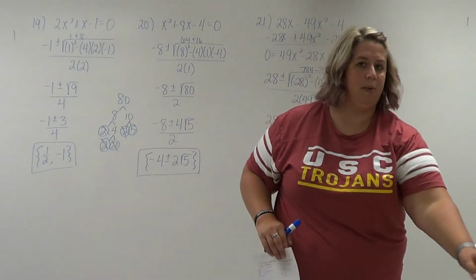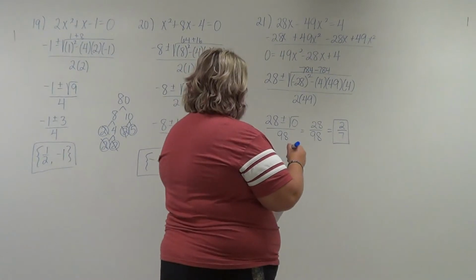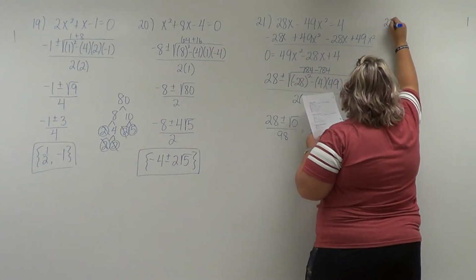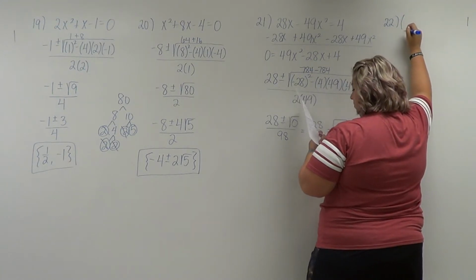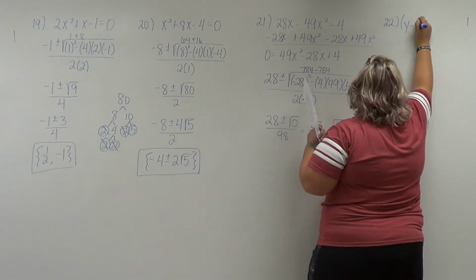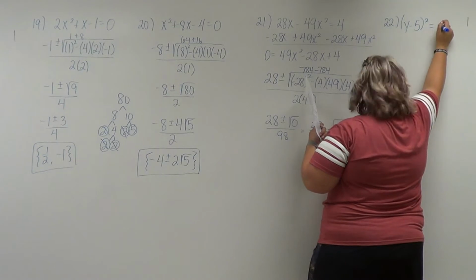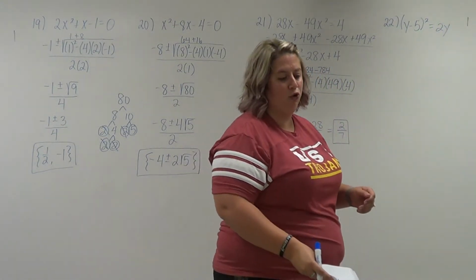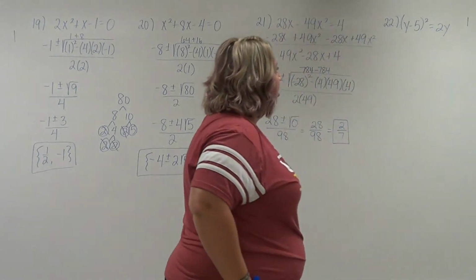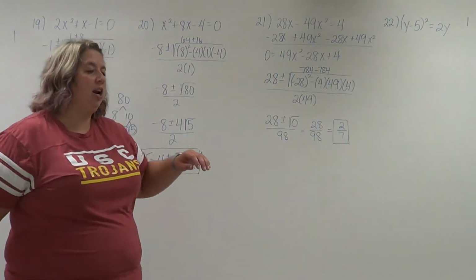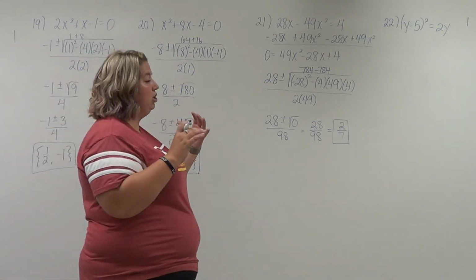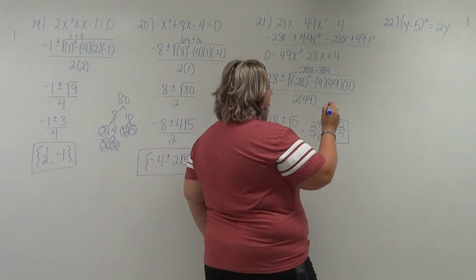One more thing I want to talk about. I actually finished this one all the way out, but I will show it. Hopefully I have room to do it right here. Okay, if you have a problem that has the grouping squared, in order to do the quadratic formula, you're going to have to get rid of that. And normally I tell you not to, but you're going to have to on quadratic formula.